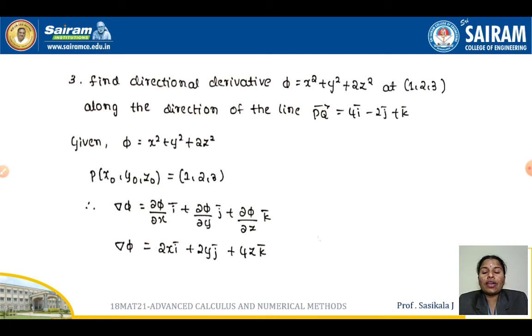First you write the phi function. What is that? x square plus y square plus 2z square as the given function, and the point given is 1, 2, 3. Then go with your del phi. Dou phi by dou x i vector plus dou phi by dou y j vector plus dou phi by dou z k vector. Differentiate with respect to x, only 2x I'll get, i vector, plus only 2y into j vector, plus 2z into 2, it will become 4z k vector.